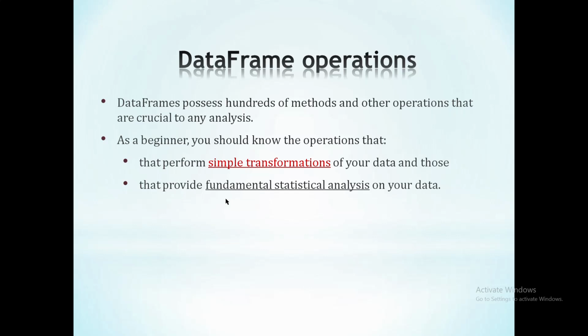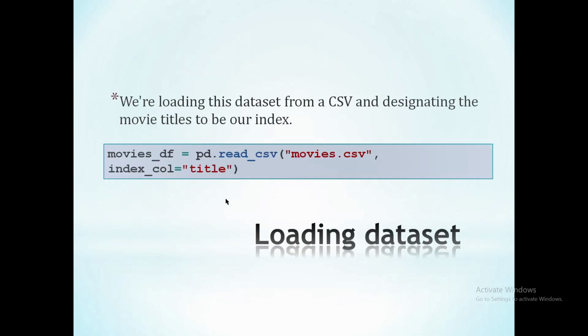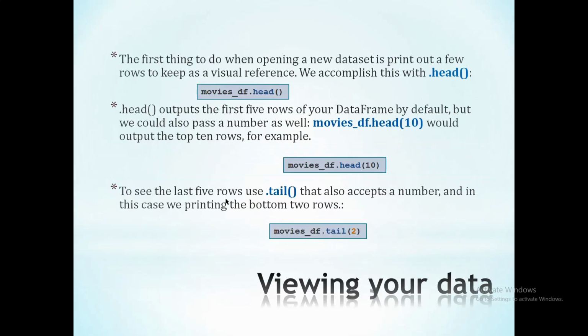Data frame has hundreds of methods and other operations that are crucial to any analysis. So as beginners, in this video we are performing simple transformations and fundamental statistical analysis only. So we load this data set from the CSV and designate the movie titles to be our own index. Here I am getting the movies.csv file, and the index column will be the title of the movie.